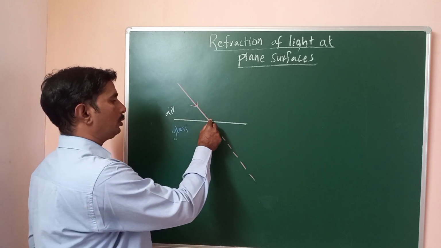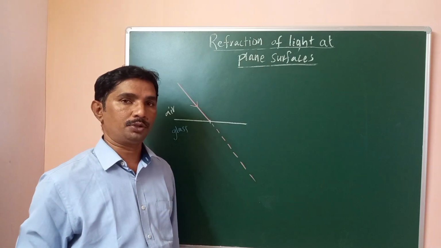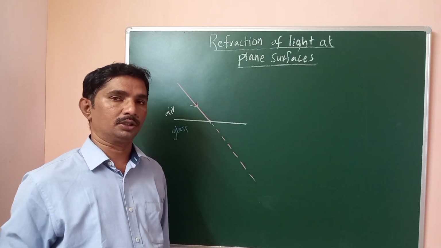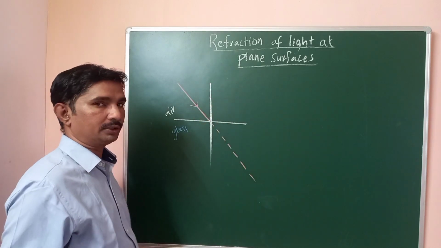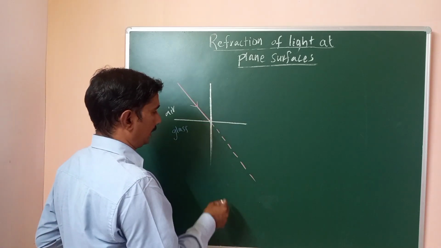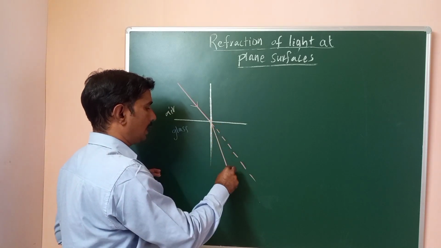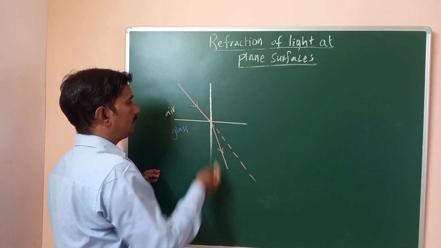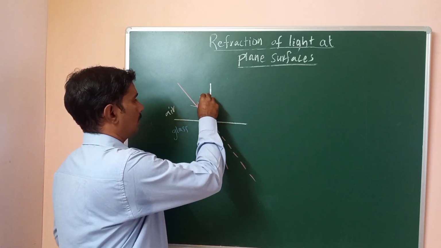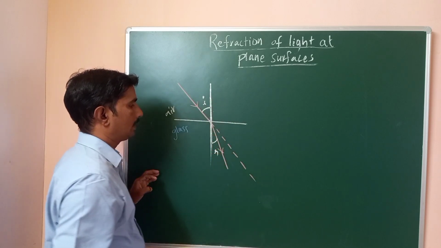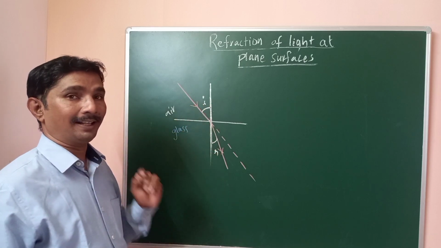At this point we are going to draw a normal. This point is called the point of incidence, the point at which an incident ray meets the surface. At that point we draw a normal. The normal is a perpendicular line drawn to a surface, and this ray is supposed to go in this direction, but it will bend because the molecules are closer in glass and the velocity of light changes. This is the angle of incidence, and this is the angle of refraction. If you see, the incident ray, normal and refracted ray lie on the same plane.